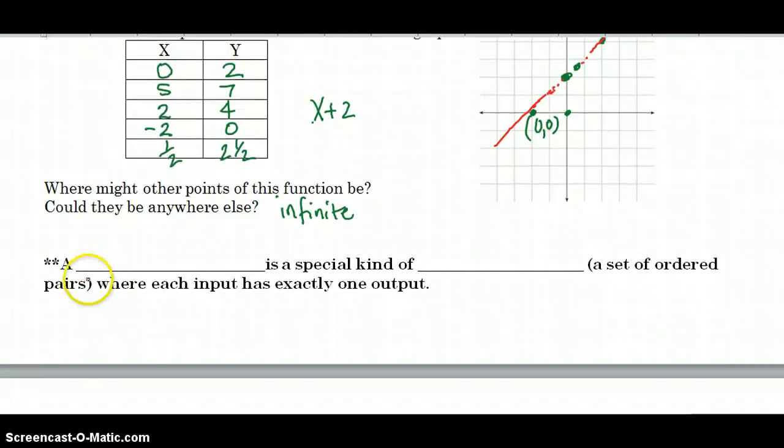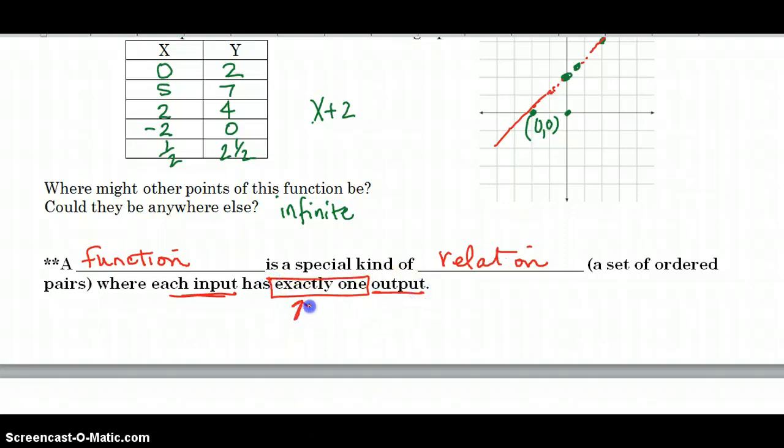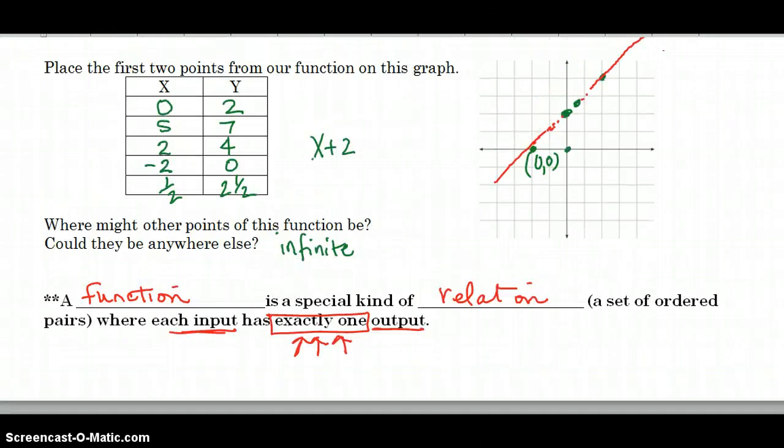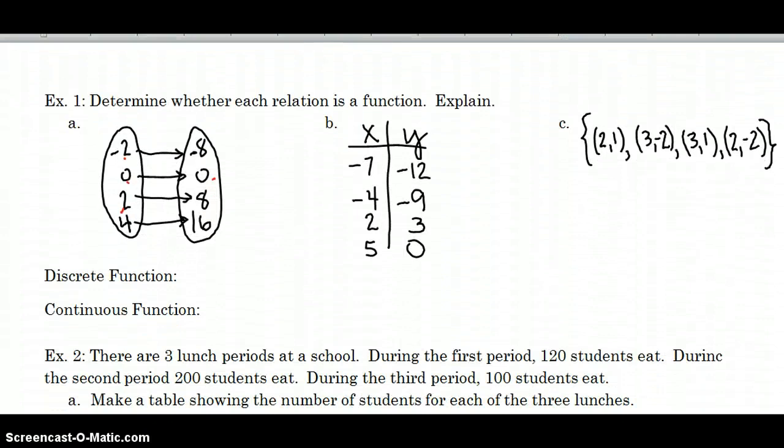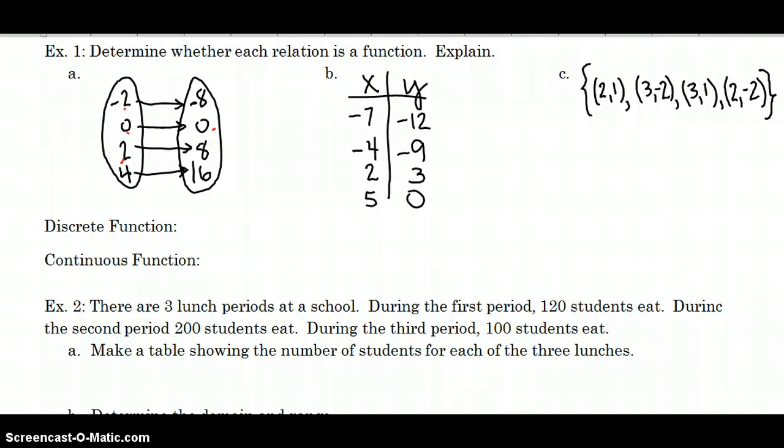Alright, so a function, let's review for just a second. A function is a special kind of relation, and a relation is just a set of ordered pairs. And it's a function where each input has exactly one output. Exactly one. One and only one. So every x has one and only one y. So let's check these examples on the back to determine whether or not these relations are a function.